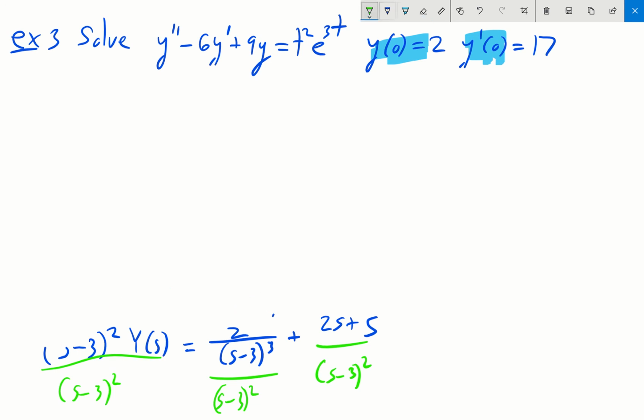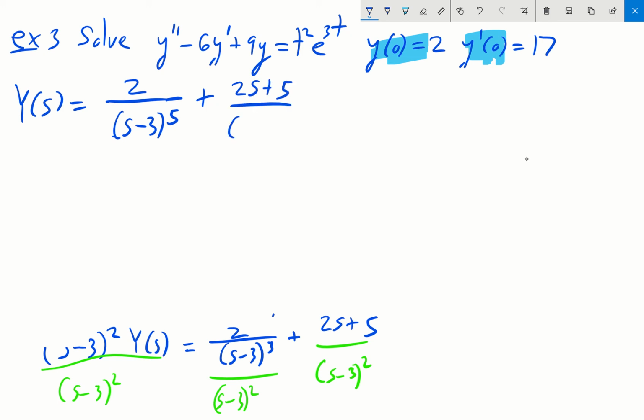So here's where we're at. We have that Y of s is equal to, if we look at this thing here, this is going to be simply 2 divided by (s minus 3) to the 5th plus (2s plus 5) divided by (s minus 3) squared.